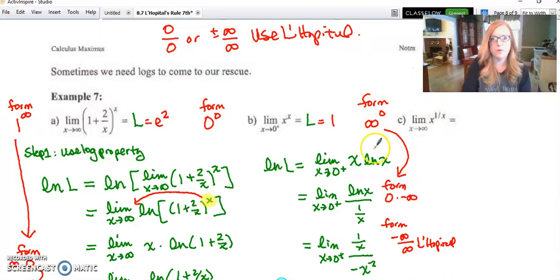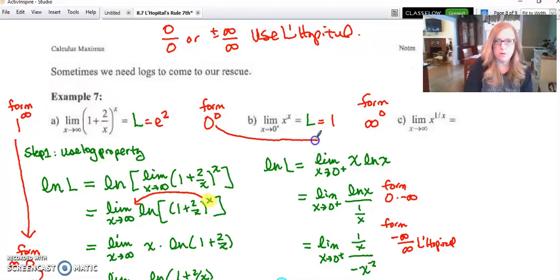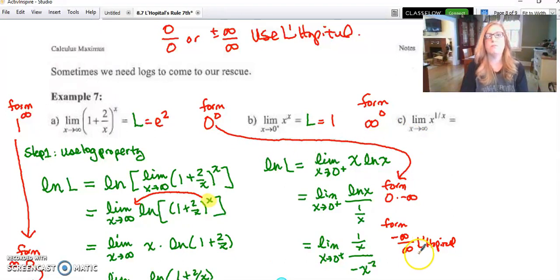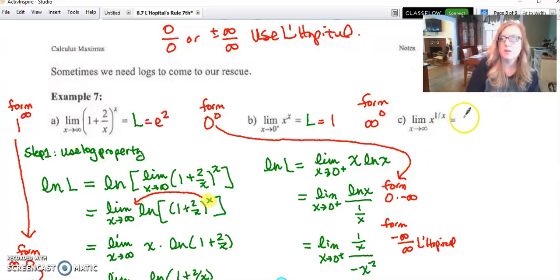Again, indeterminate form. Oh, shoot. I just realized I had the wrong indeterminate form arrow. I should have gone from this form to that form. All right, so indeterminate exponential, I'm going to use my natural log. So step 1, use the log property. State that's equal to L.